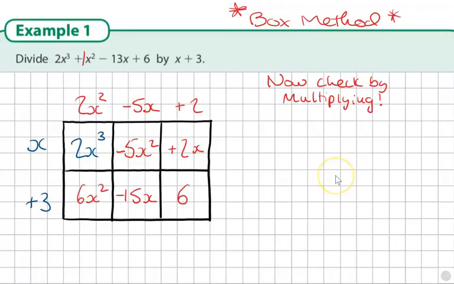So now we check by multiplying. X multiplied by 2x squared gives us 2x cubed. Yes, it does. That's correct. 3 multiplied by 2x squared gives us 6x squared. Yes, that's correct. X multiplied by minus 5x gives us minus 5x squared. Yes, that's correct. 3 multiplied by minus 5x gives us minus 15x. Yes, that's correct. X multiplied by 2 gives us 2x. Yes, that's correct. And 3 multiplied by 2 gives us 6. Yes, correct. So here's our answer. So 2x squared minus 5x plus 2 is our quotient. So that's our answer.